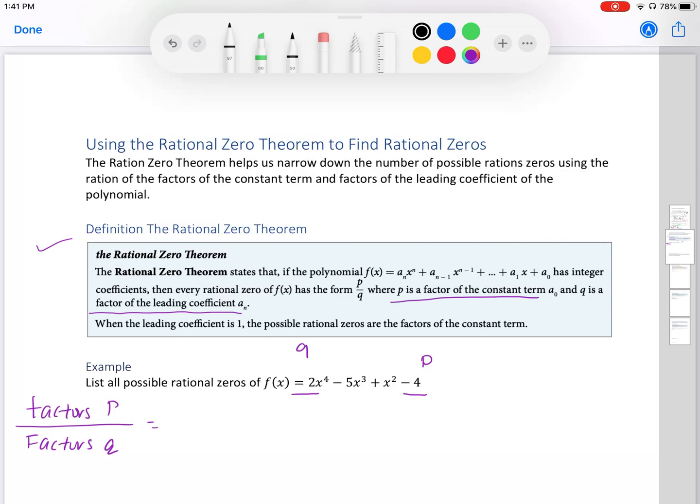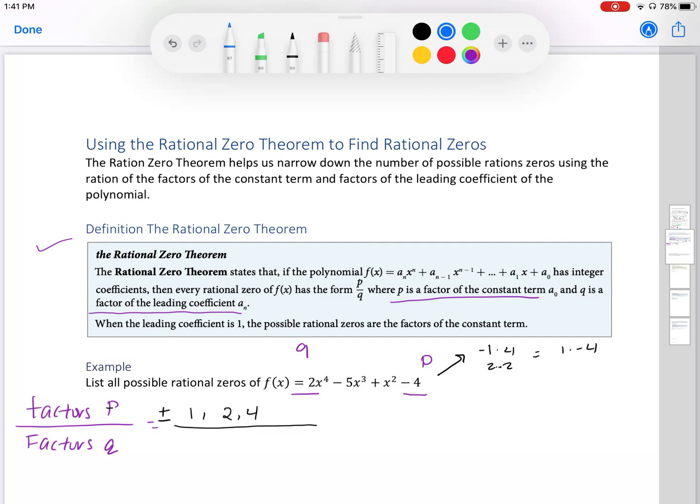Okay, so how many ways can I get 4 for my first one, p? I can get 4 from 1 times 4 and 2 times 2. So I can write 1, 2, and 4. Those are all the numbers that I can use to multiply together to get 4. But we need to keep in mind that we want negative 4. So it can be negative 1 and positive 4, or positive 1 and negative 4. We don't know the combination, right? So we always write plus or minus.